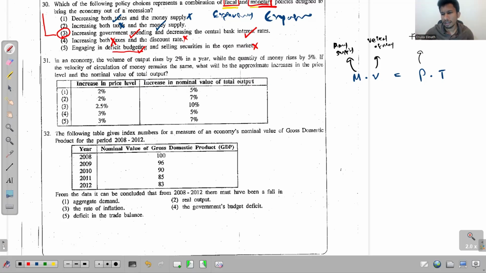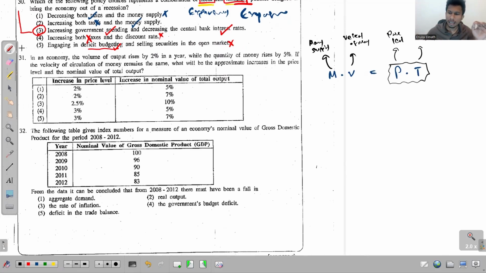and P is for the price level, and T is for the real output, right? Real output. So if you multiply this P by T, if you take this whole thing, the product of P and T we recognize as the nominal output. This is the nominal output. T itself is the real output, but T multiplied by P is the nominal output, right?